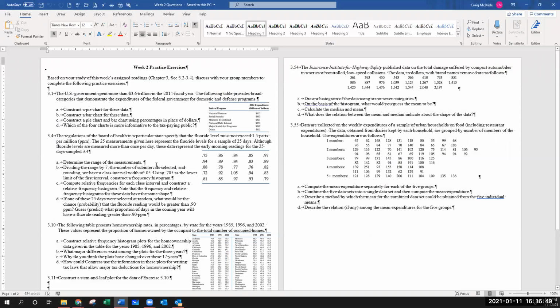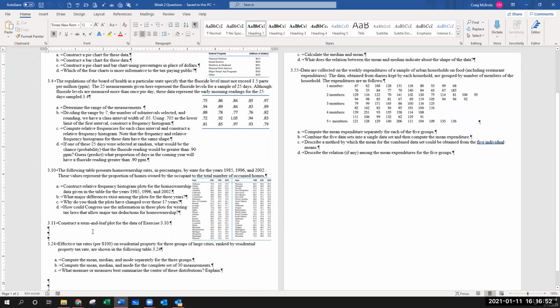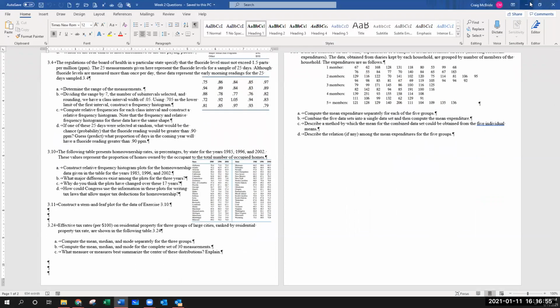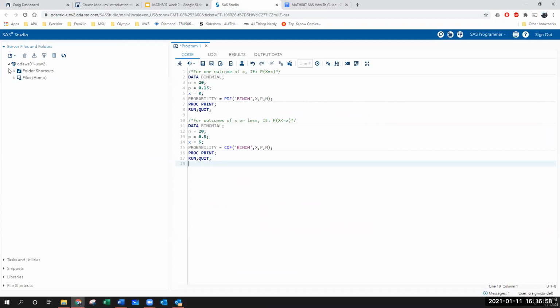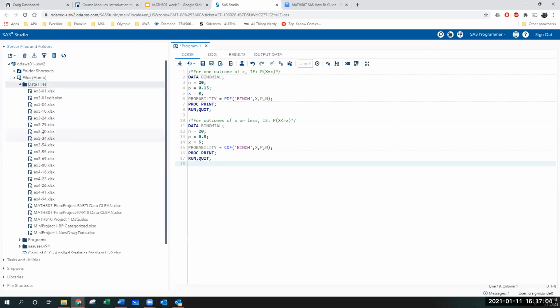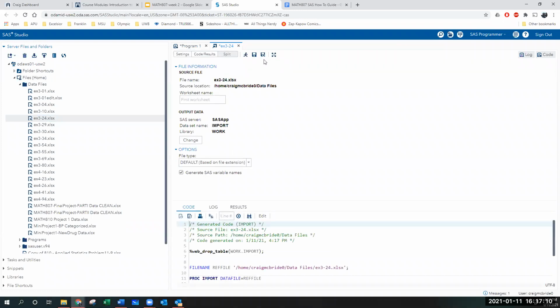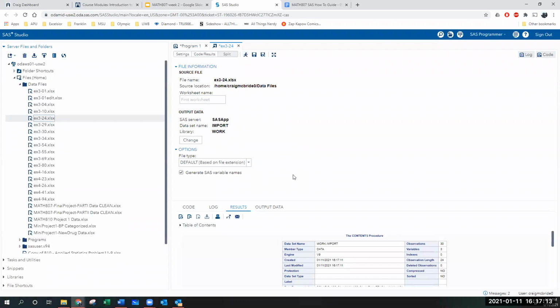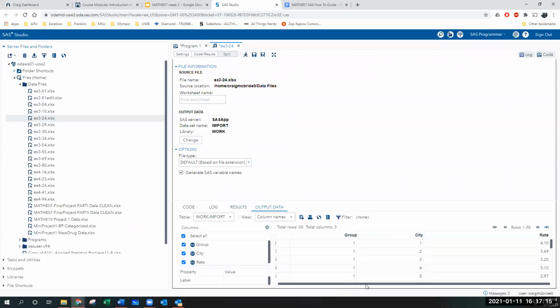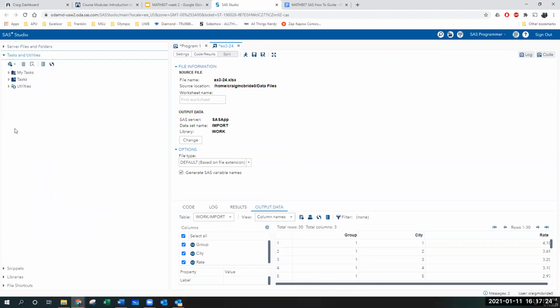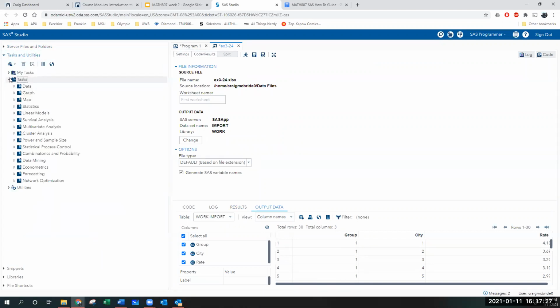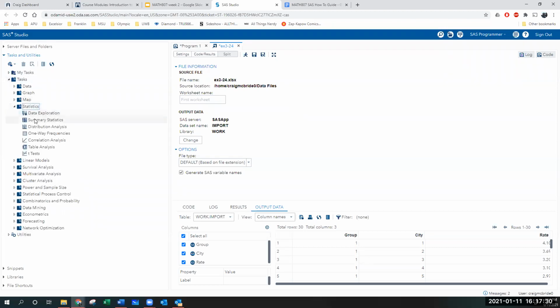Pie charts 3.24, this one. So if we go to SAS and we go to our files and we load 3.24, double click on it, bring it over to this side, and then run it. So we actually load it. I always like to look at my output to see what kind of stuff I got. Okay, a group, a city, and a rate. Fantastic. And then you go to your summary statistics. So under tasks and utilities, you go to tasks, statistics, and then summary statistics.